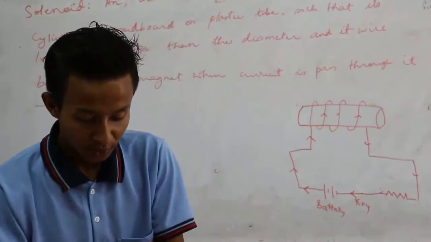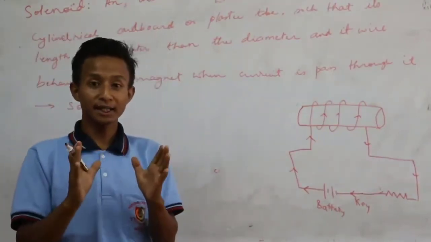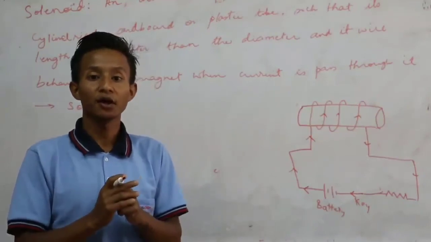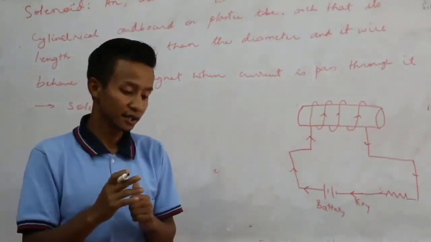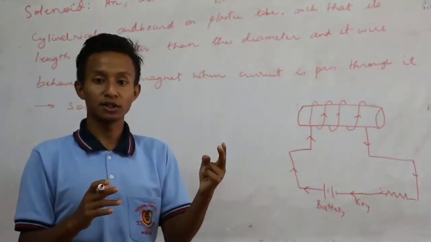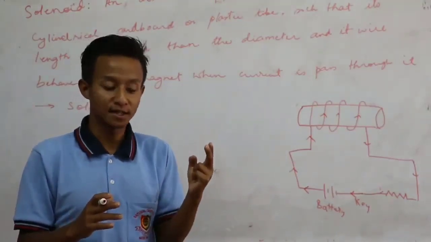We will indicate the polarity of this solenoid with the help of the direction of current. And there are two directions: one is clockwise direction and the other is anti-clockwise direction.